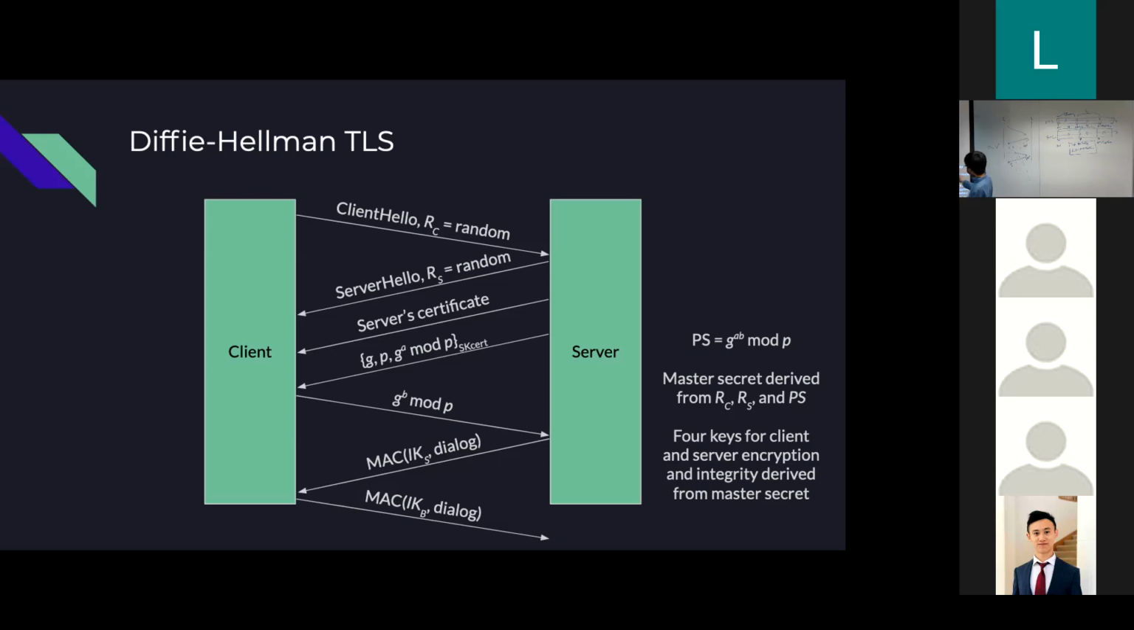Notice that the pre-master secret is never sent as part of this handshake, but it's derived independently by both the client and the server, which gives us the additional perfect forward secrecy property that we talked about. And then everything else is the same. We've got our MAC at the end, we've got our client finished and certificate at the beginning, and so on and so forth.